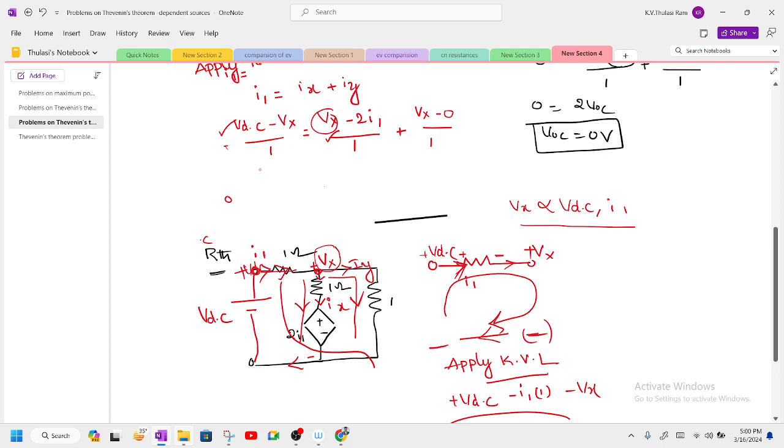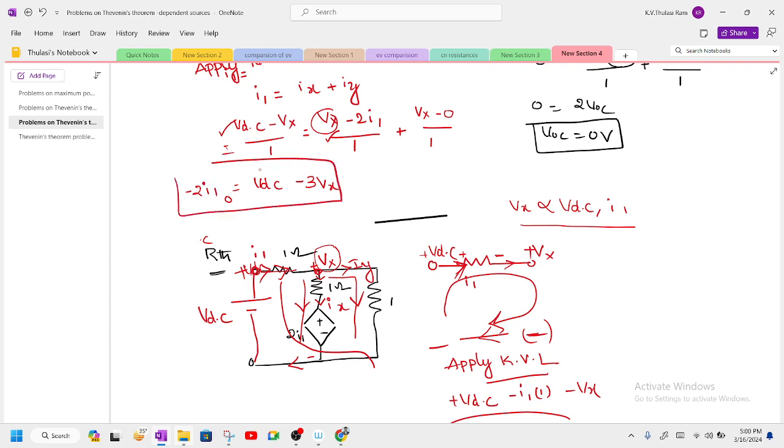So when we start solving this problem, we are going to separate these terms, and this is 2I1. This side, we are going to get as VDC minus 3 into Vx. Okay, VDC minus 3 into Vx, we are going to get as minus 2 into I1. So this is the equation we are having.